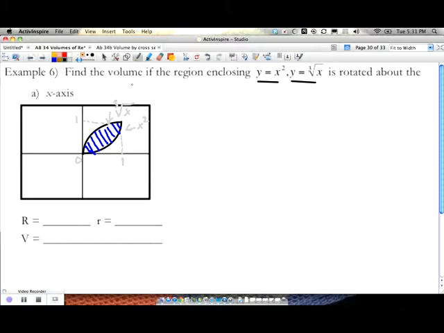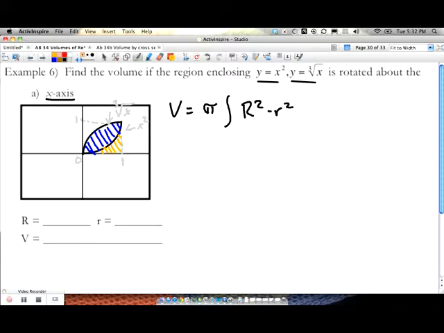So let's go ahead and ask ourselves how we're going to piece this together. Is it attached to the axis of rotation? The first question is the x-axis. No, it's not. We have some empty space down here on the bottom. So that means that our volume is going to be the difference of the radii. So volume equals pi times big R squared minus little r squared.